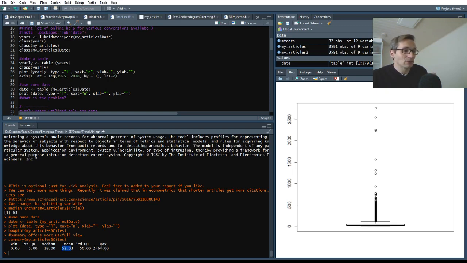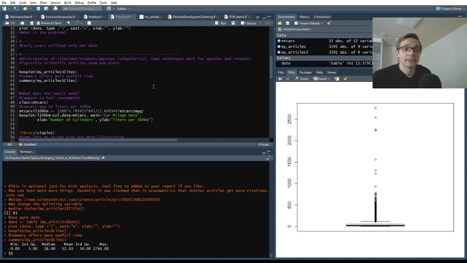We can see that the mean, which is the average, is considerably higher than the median. And this is because of this skewed distribution, where we have some articles that have very high citation counts, so they make the mean higher, but they do not affect the median. And for your data, you would do this analysis also for Stack Overflow in terms of upvotes, and for Twitter data in terms of retweets.